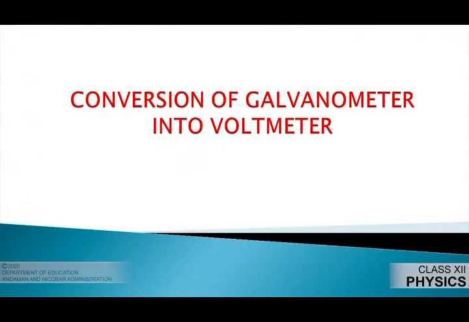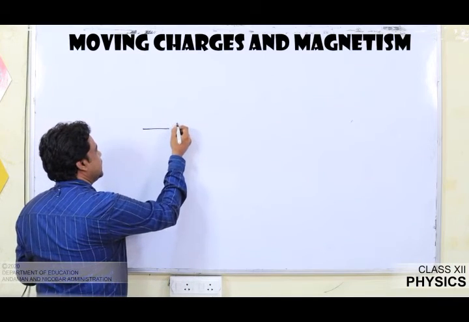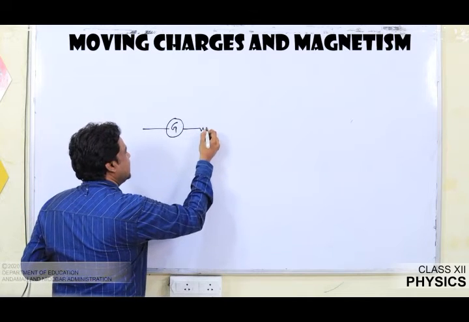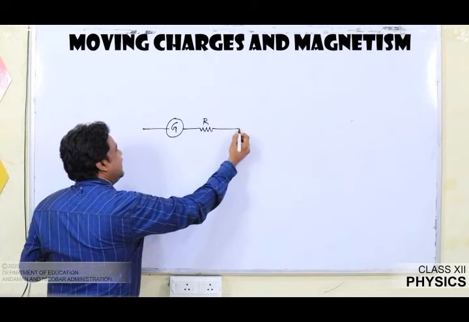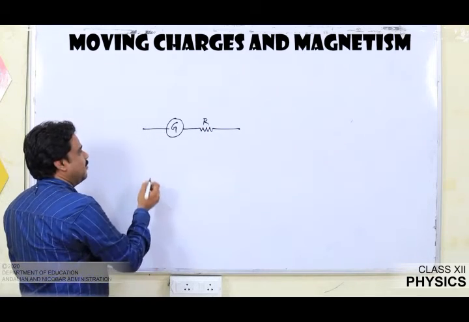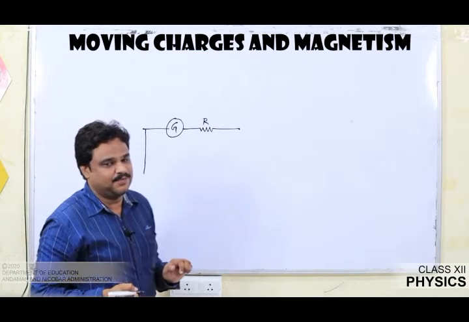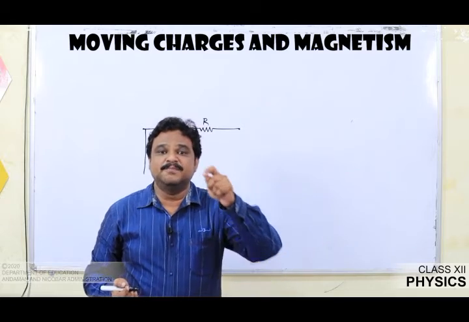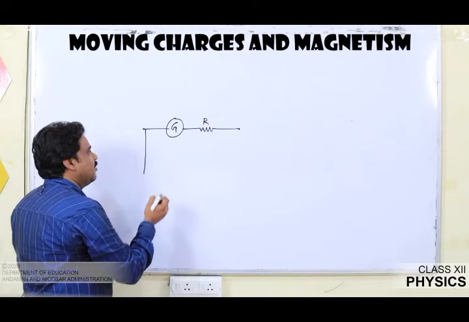Let us get into the conversion of galvanometer into voltmeter. How can a galvanometer be converted into a voltmeter? Say this is the coil of the galvanometer. I am going to connect a resistance R in series with the coil of the galvanometer, and this construction becomes a voltmeter now. Once again, there we connected a small resistance in parallel to the coil, but here I am going to connect a resistance R in series with the galvanometer coil.